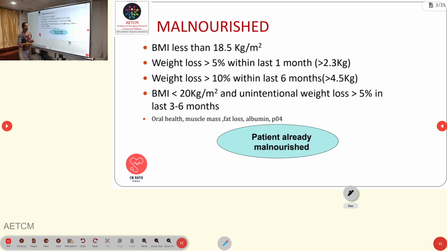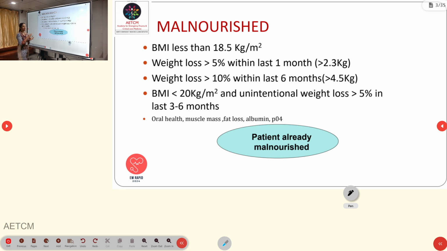So, what is a malnourished patient? A malnourished patient is a patient with a BMI less than 18.5 kg per meter square, or a history of weight loss of more than 5% within the last 1 month, approximately 2.5 kg, or weight loss of more than 10% within the last 6 months, approximately more than 4.5 kg, or a BMI less than 20 kg per meter square and unintentional weight loss of more than 5% in the last few months.